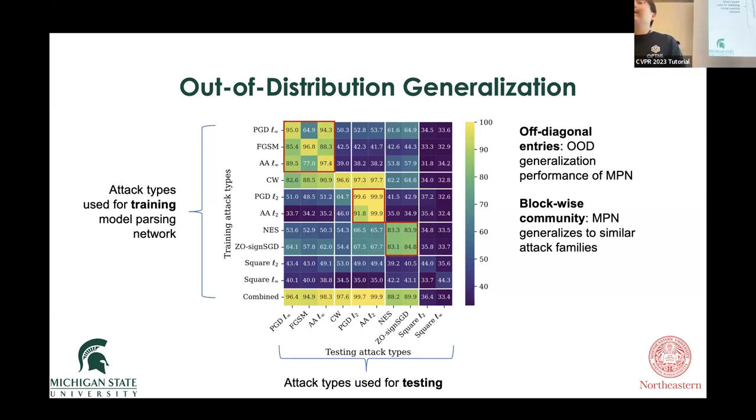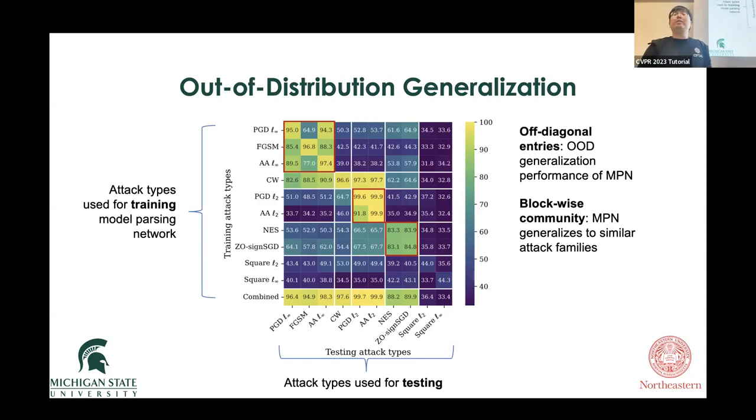If you take a close look at the communities, you will find that they all belong to similar attack types. For example, the first community: PGD L-infinity, FGSM, AutoAttack L-infinity, and Auto PGD L-infinity. They all belong to L-infinity attacks. The second one is CW, PGD L2, and AutoAttack L2, and they all belong to L2 attacks by default. So if the attack methods fall into the same family, then out-of-distribution generalization looks okay. But if the attack families are quite different, as in the upper corner, you will see that the model parsing accuracy becomes pretty low.